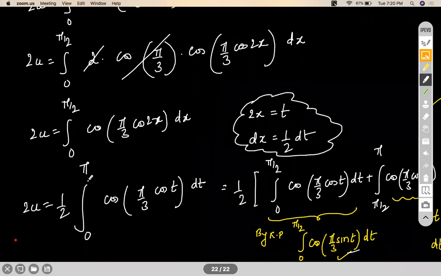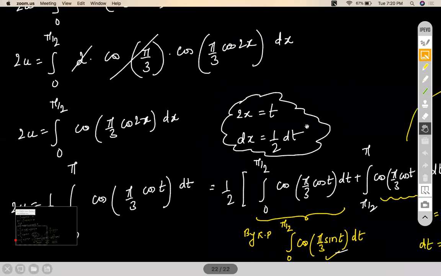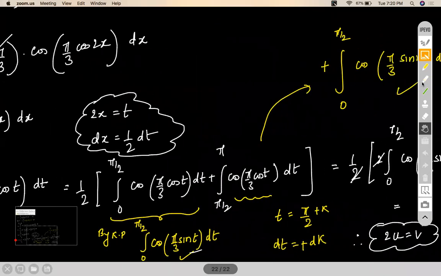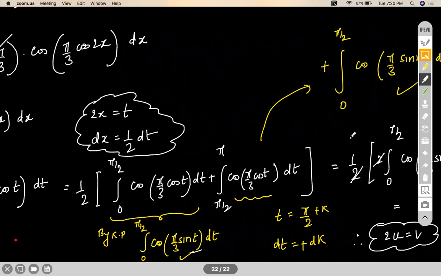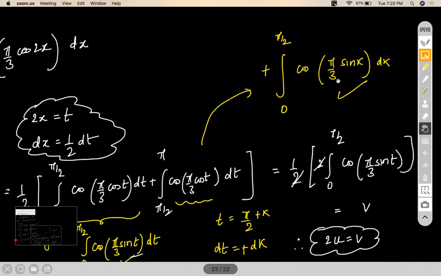Then I broke my integral 0 to pi as 0 to pi by 2, oh, I'm so sorry, and pi by 2 to pi. In the second integral, I changed my t with pi by 2 plus k. When I did that, I ended up getting this. Okay. Remember, cos of pi by 3 times cos of pi by 2 plus k will give you negative sine pi by 3, negative sine pi by 3 sine k. But cos doesn't care about the negativity.